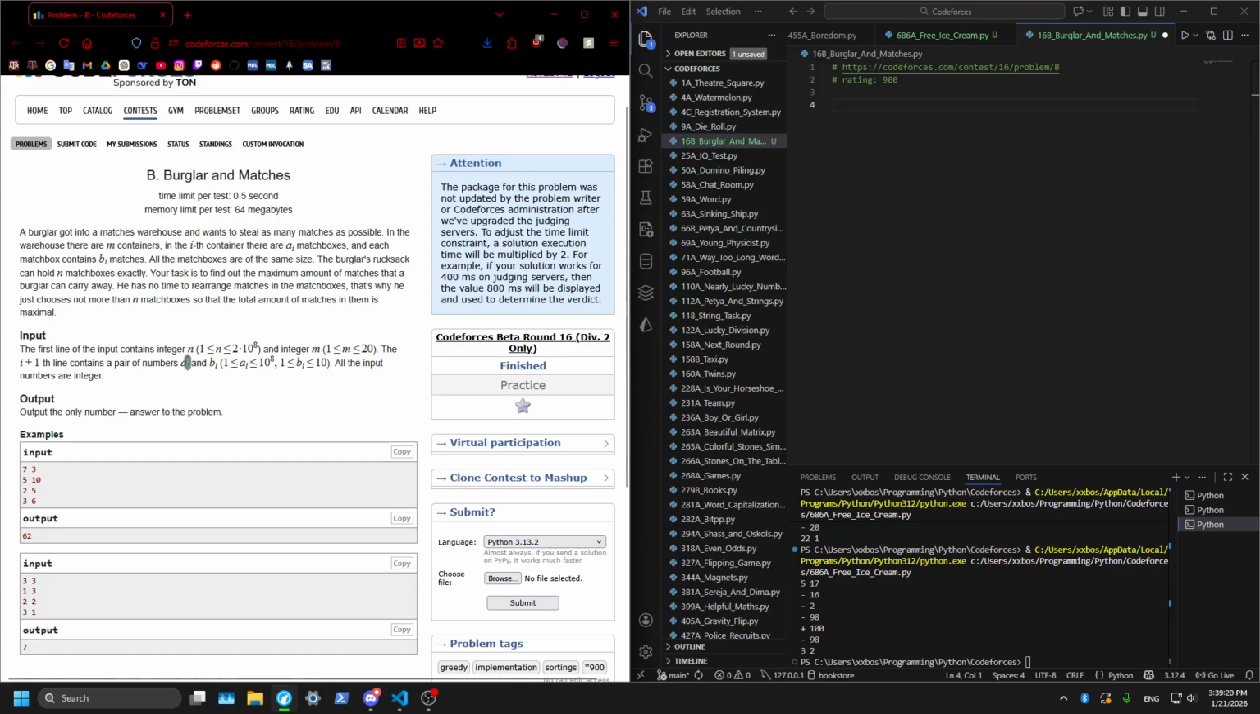The first line of input contains integers N and M.